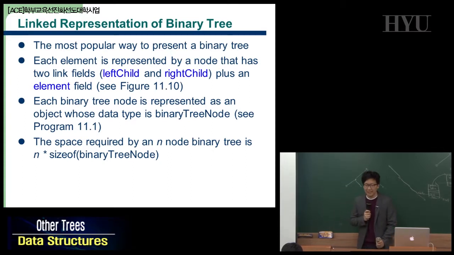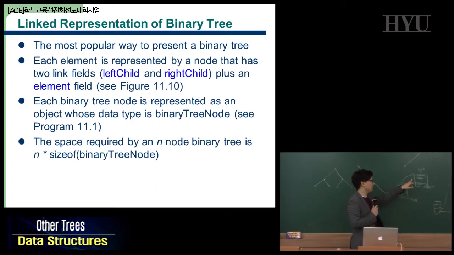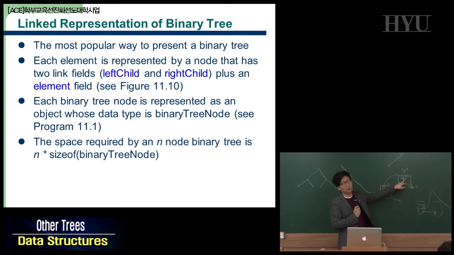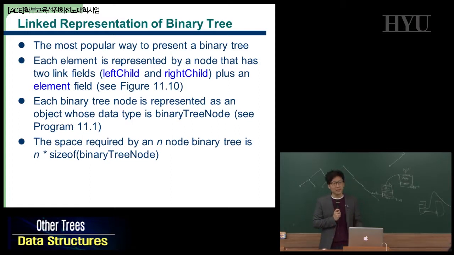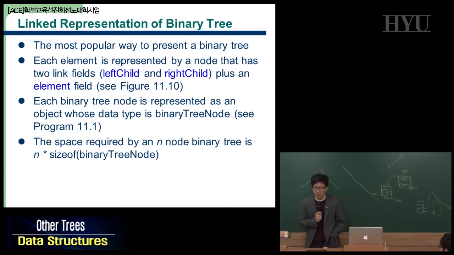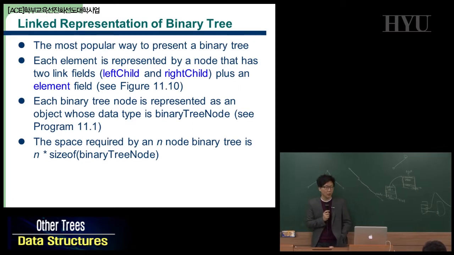doing it. Each element is represented by a node, has two link fields, left child and right child, plus an element field. Element, I call it the value, but elements, left child, right child. And I just added in parents just for my own use, just in case. And each binary tree node is represented as an object whose data type is binary tree node. So you declare a node name as binary tree, new binary tree node.